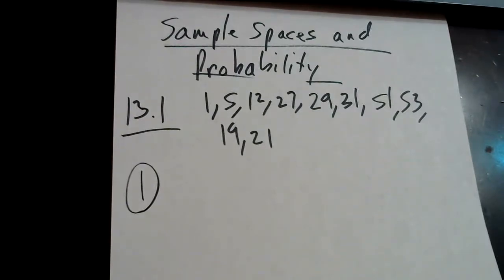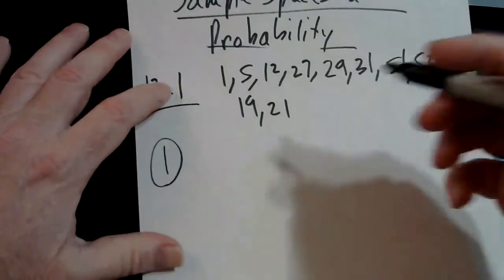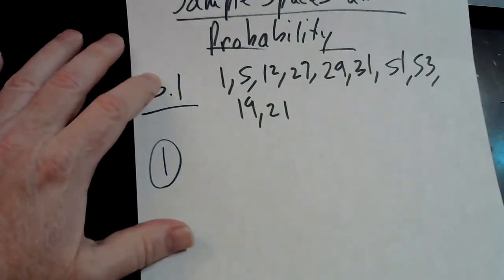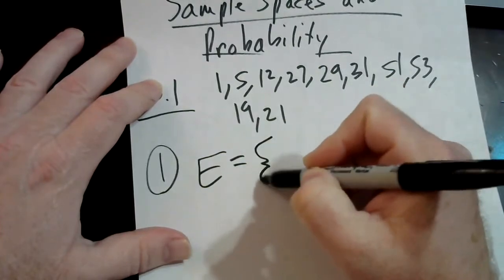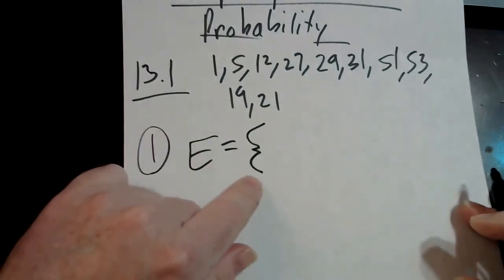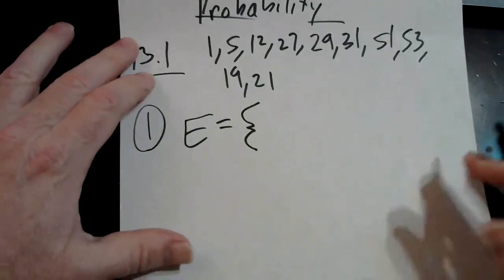It says, write each event as a set of outcomes. And it says, when we roll 2 dice, the total showing is 7. So we want to express this as an event. Usually when you write an event, you use set notation. So notice I'm using the left curly bracket there. And we want the sum of the 2 dice to be 7.